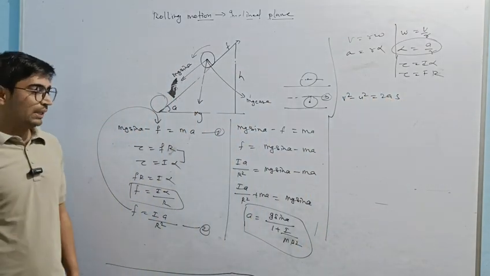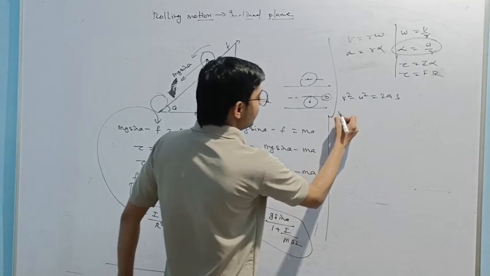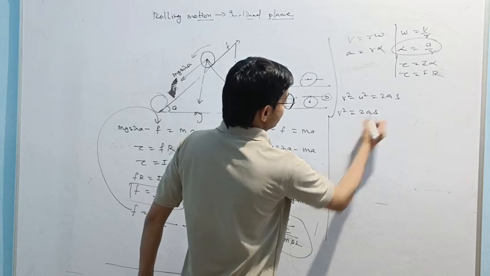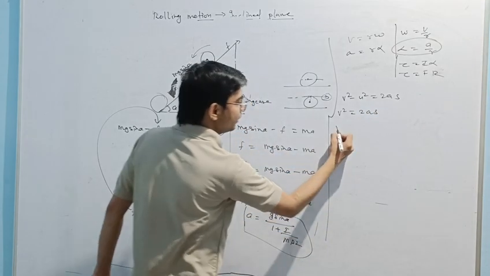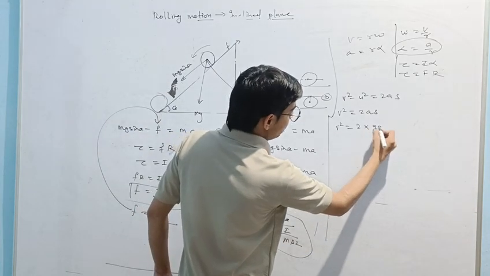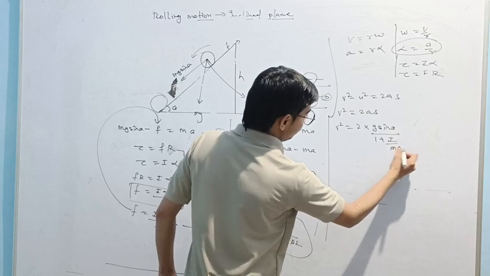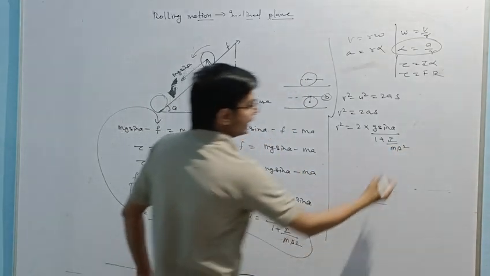कुछ याद आ रहा है? पिछला टॉपिक ऐसे किया था, स्लीपिंग वाला, राइट? And v square is equal to 2as because u is 0. V square equal to 2 into what is a? A is actually g sin theta upon 1 plus I upon mr square. Alright, into s.